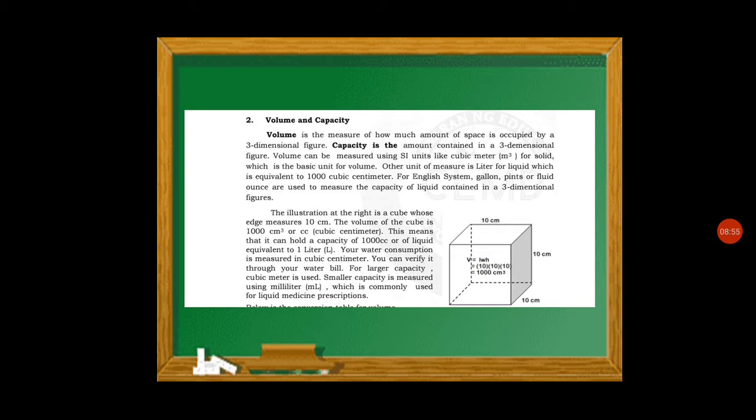Volume and capacity. Volume is the measure of how much amount of space is occupied by a three-dimensional figure. Capacity is the amount contained in a three-dimensional figure. Volume can be measured using SI units like cubic meter for solid, which is the basic unit for volume. Other unit of measure is liter for liquid, which is equivalent to 1,000 cubic centimeters. For English system, gallon, pints, or fluid ounce are used to measure the capacity of liquid contained in a three-dimensional figure.